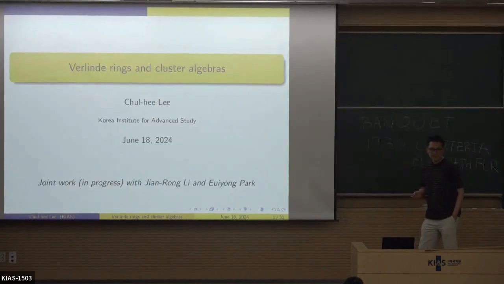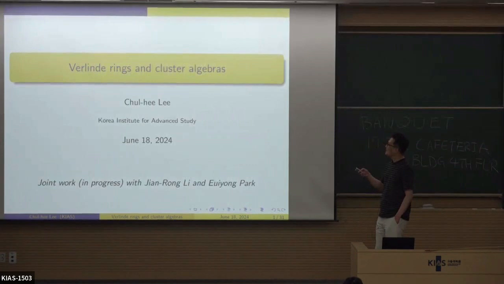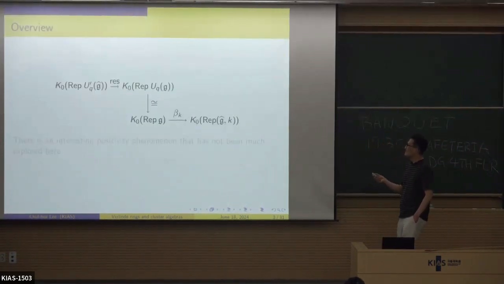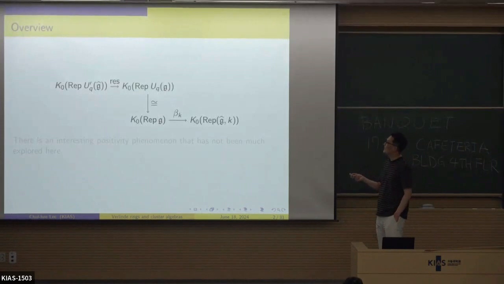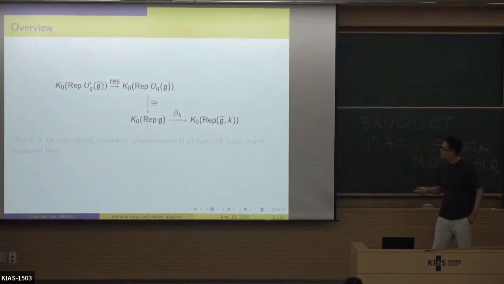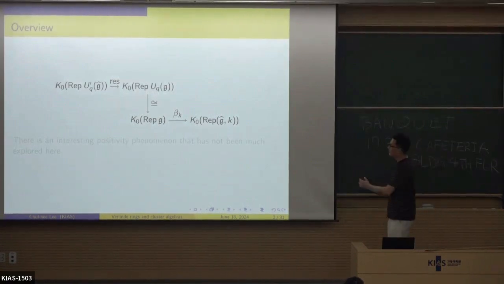I'll talk about Verlinde rings and cluster algebras. I will spend most of the time explaining certain categories and some maps between their Grothendieck rings. So there are 4 categories appearing here.